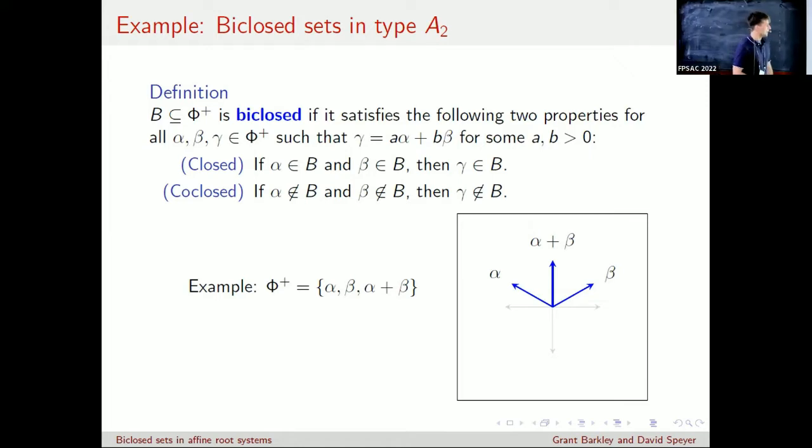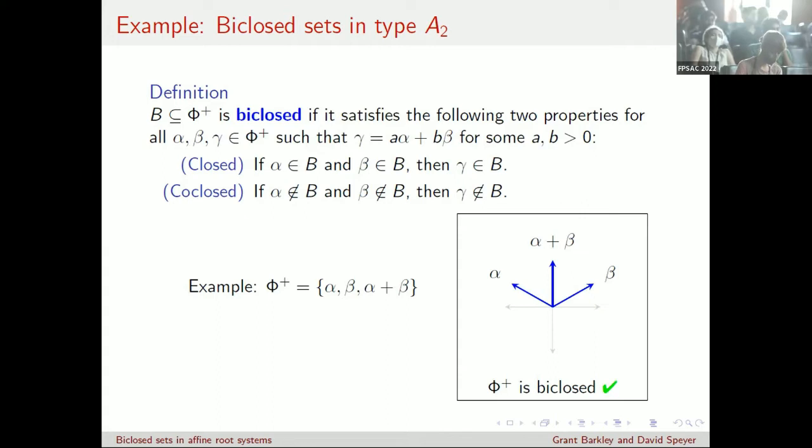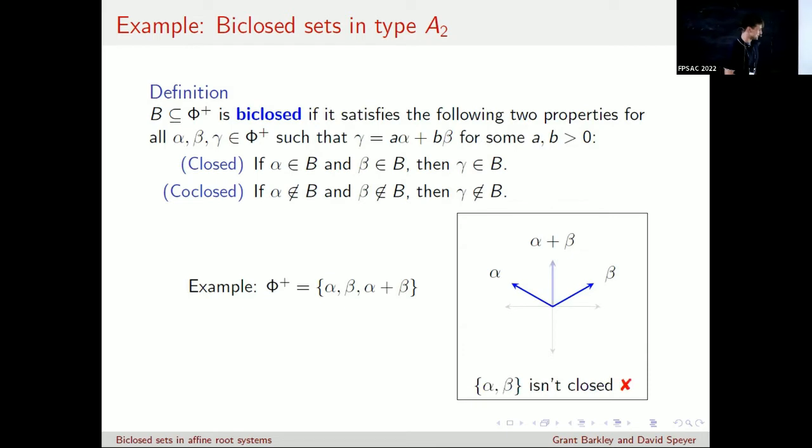Now for my first example of a biclosed set, let's just look at the entire set phi plus. That's a subset of phi plus, and you can check that it satisfies both of these conditions. So phi plus itself is already biclosed. There's an example. Also, the empty set is a biclosed set. If you have any biclosed set, the complement is also going to be biclosed. Usually when we have a co in front of something, that means it's dual. If we have both the condition and its dual, then when we dualize, it will still have that property. Just a random intuition.